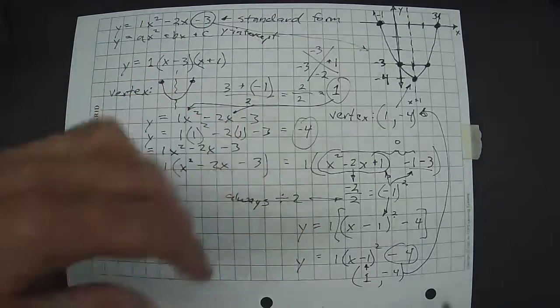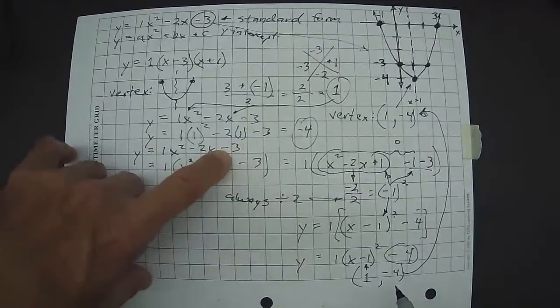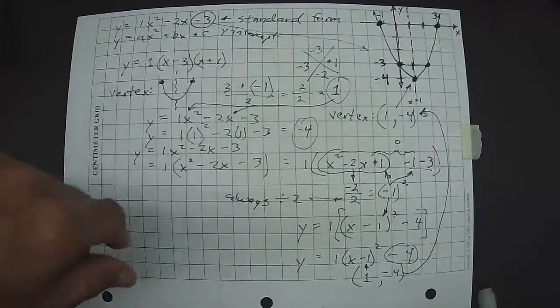So we're going to practice that. We'll go over and over this, make it a little bit harder, do some harder problems. But that's the general idea. Two different ways to find the vertex of a parabola.